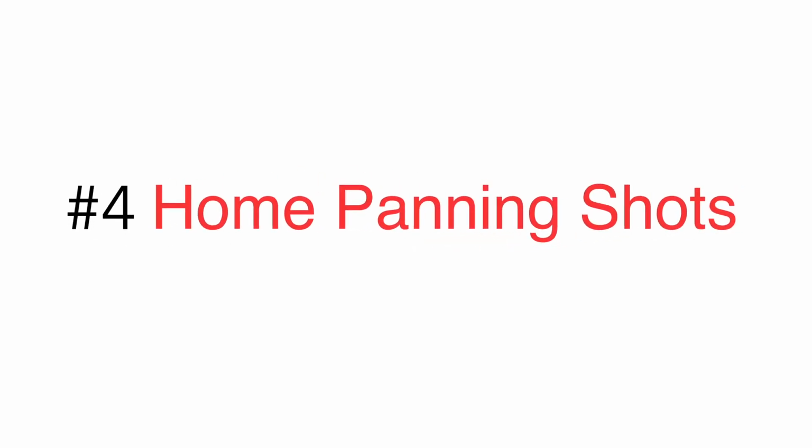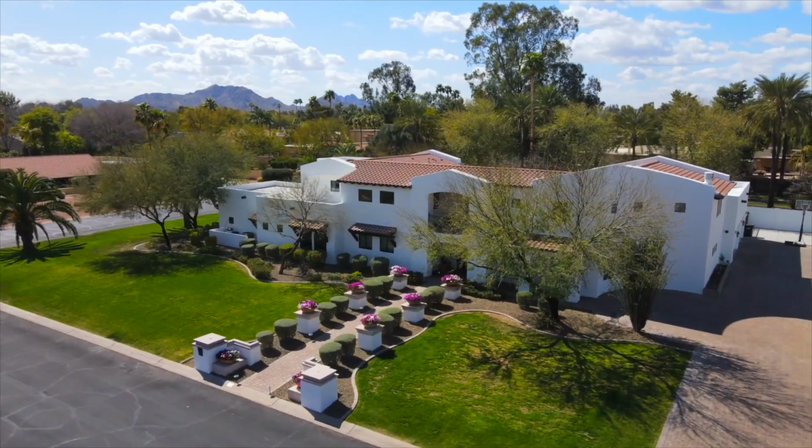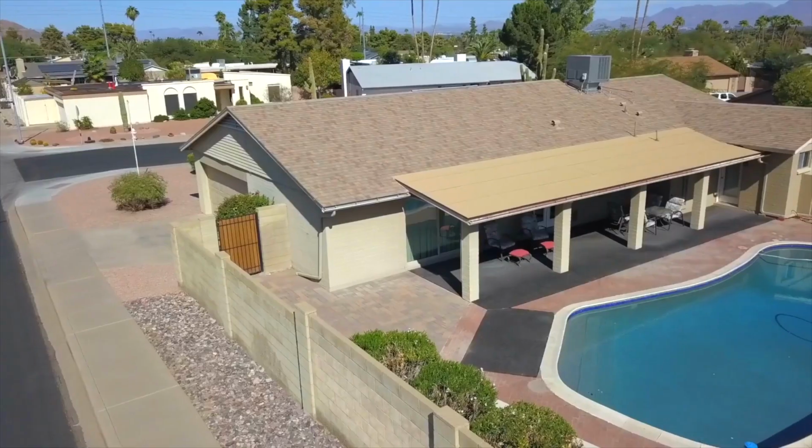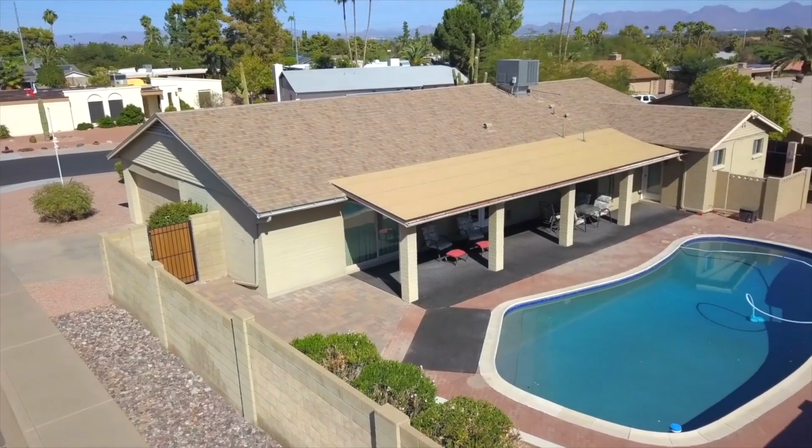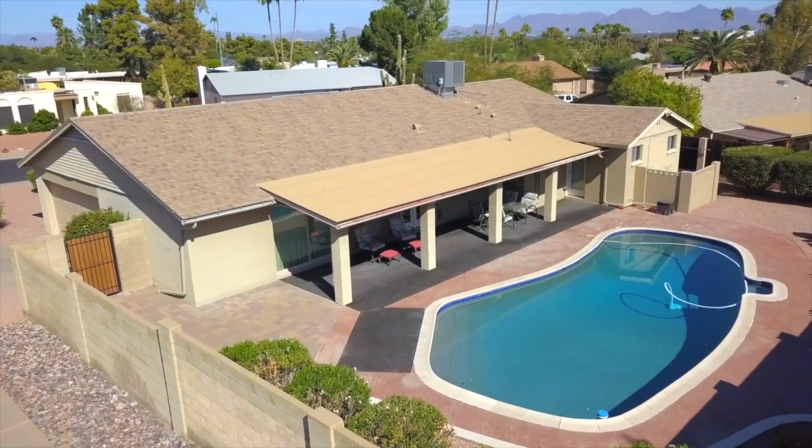Shot type number 4, home panning shots. With these shots, we're usually close to the home. We capture these panning shots from the center, left, or right sides of the home for both the front and the backyard. We usually just slowly pan from left to right or right to left. We typically don't use all of these shots, but they are great to mix up in the video. You can also capture these shots from multiple elevations as well.